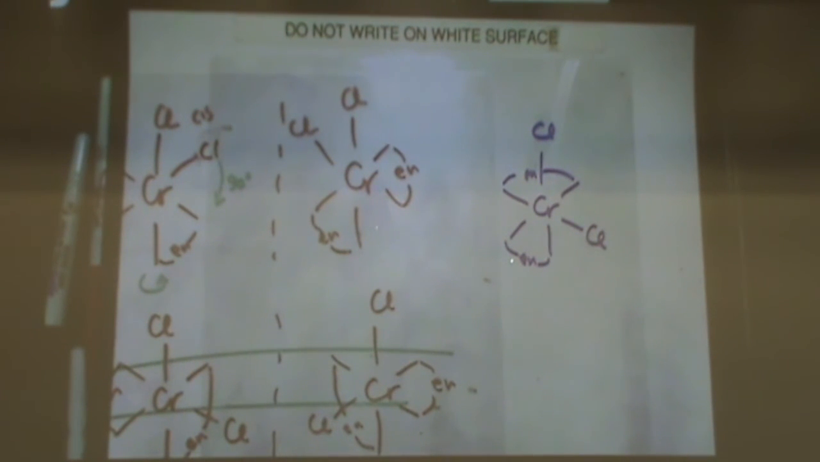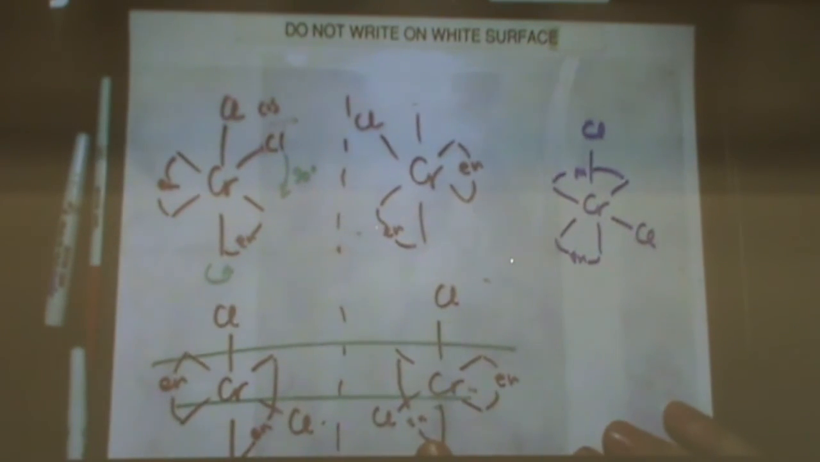Can I see the original cis one more time? You want to do what? Can I see the original cis one? Does it fit? Yeah. Just rotate it 90 degrees, as he said.